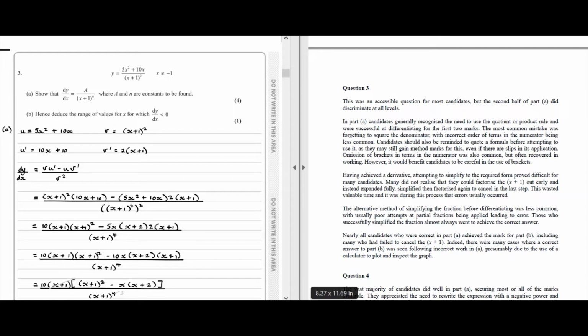The most common mistake was forgetting to square the denominator, with incorrect order of terms in the numerator being less common. Candidates should also be reminded to quote formula before attempting to use it, as they may still gain method marks for this, even if there are slips in its application. Omission of brackets in terms in the numerator was also common, but this recovered in working. However, it would benefit candidates to be careful in the use of brackets. Having achieved a derivative, attempting to simplify to the required form proved difficult for many candidates.